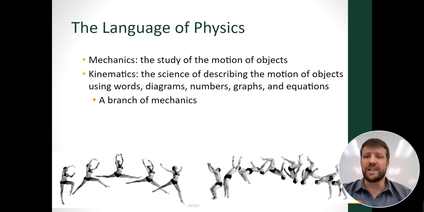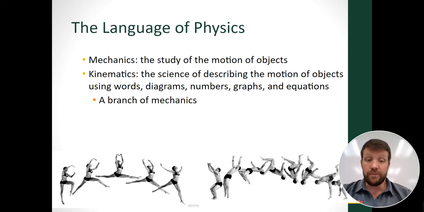I want to start first with the language of physics. First thing, mechanics. This is the study of the motion of objects. This is really what Isaac Newton focused on when he first talked about classical physics. He studied the motion of objects and defined a lot of things within that. And then more specifically, where we are right now is kinematics. This is the science of describing the motion of objects using words, diagrams, numbers, graphs, equations, all these different things to describe motion of objects.